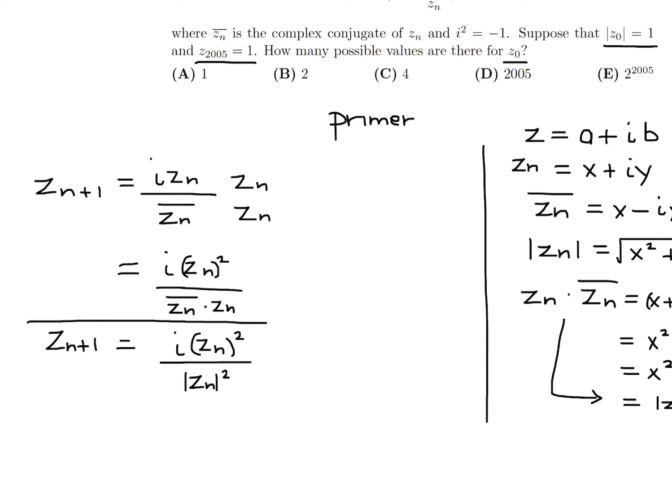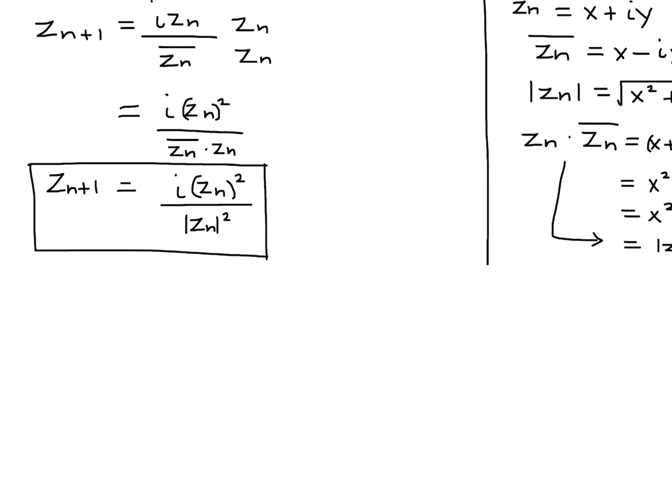So now we've got a nice clean formula that we can proceed with to figure out this question. The very first thing is, of course, let's start with z0 and z1. So we're going to let n equal 0. That gives me z1 is equal to i z0 all squared over z0, the magnitude squared. Correct? I'll do this slowly so that there's nothing that skips you and you get lost.